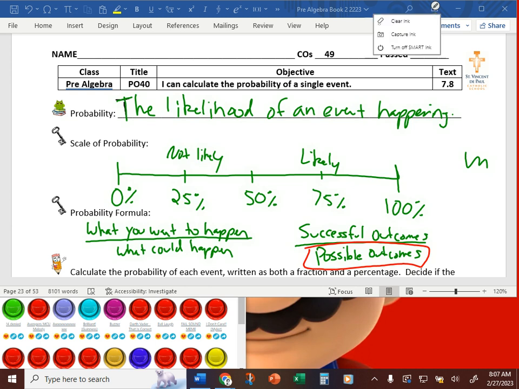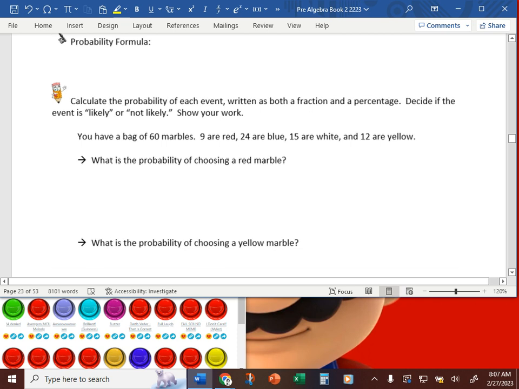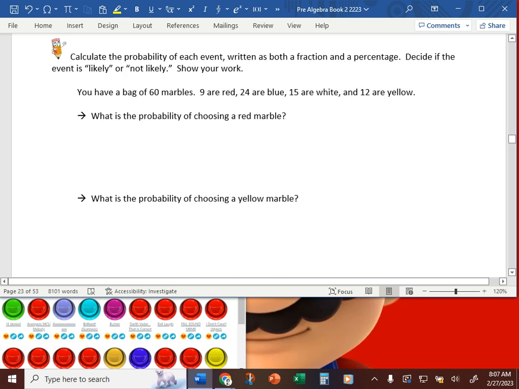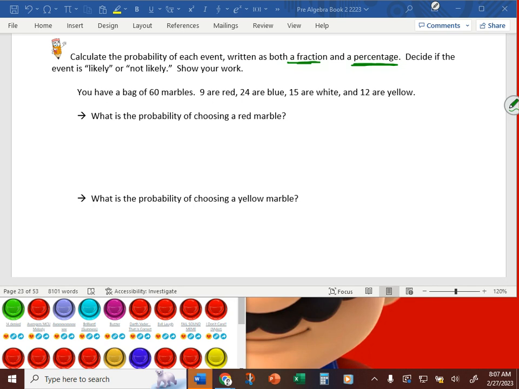All right, let's go. Calculate the probability of each event written as both a fraction and a percentage. Okay? Because percentages are cousins with fractions and decimals. You know, we've converted these before. I want them in both forms. Decide if the event is likely or not likely, and you need to show your work. So here's the situation. You have a bag of 60 marbles. 9 are red, 24 are blue, 15 are white, and 12 are yellow. And the first question is, what is the probability of choosing a red marble?